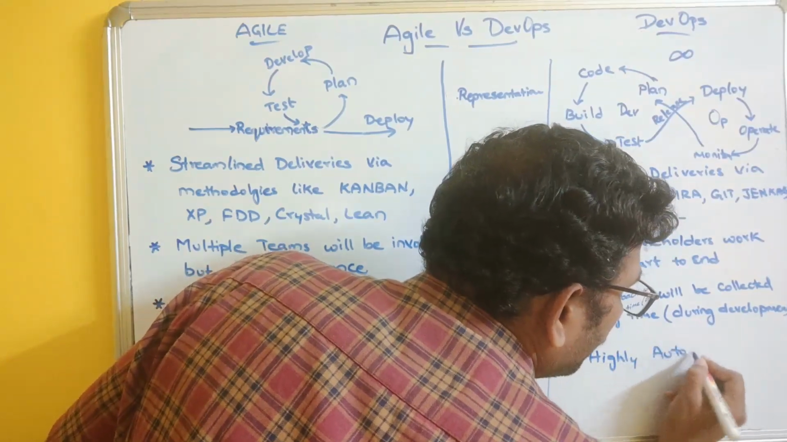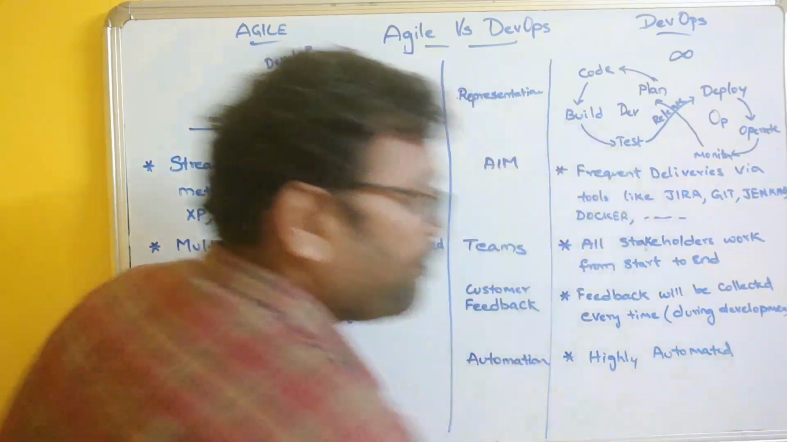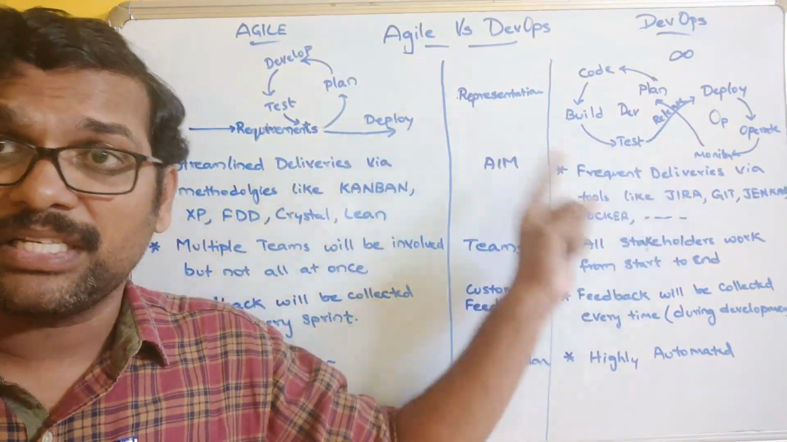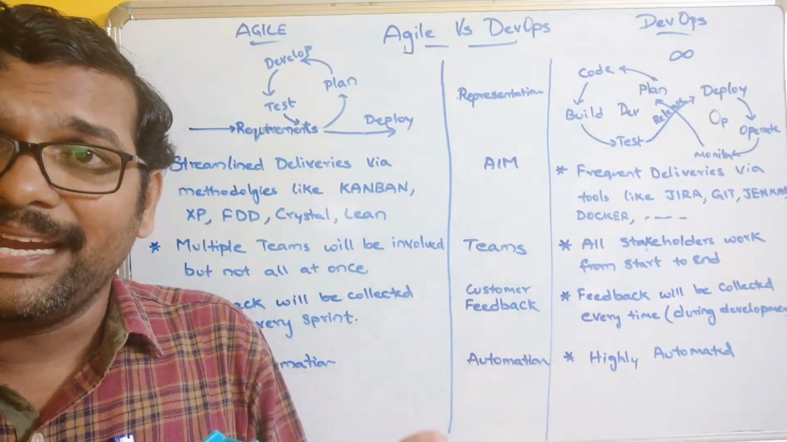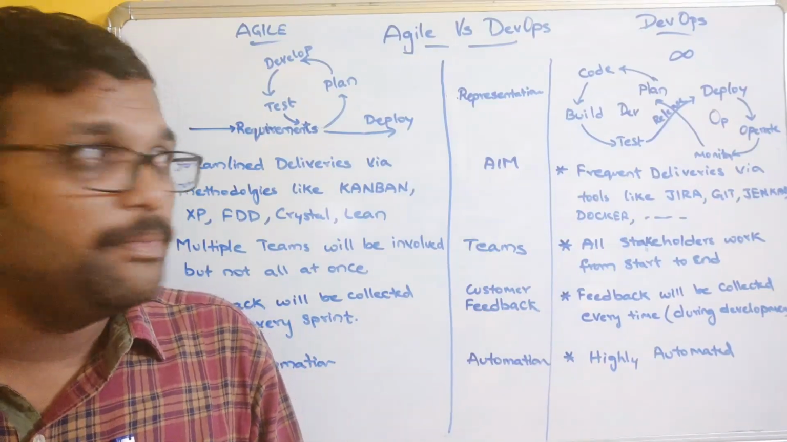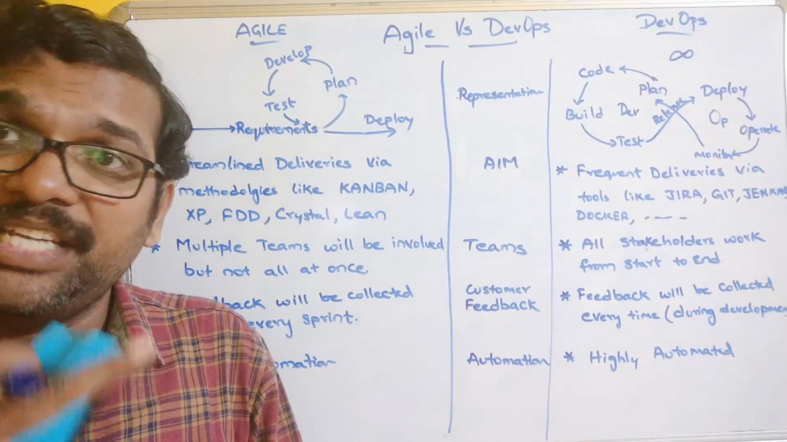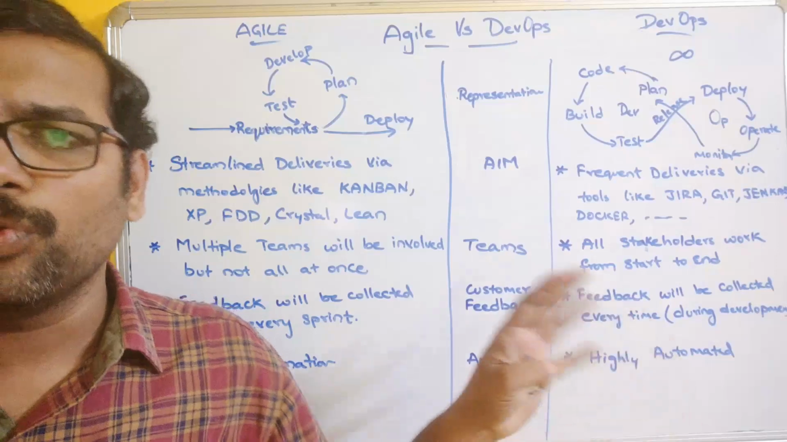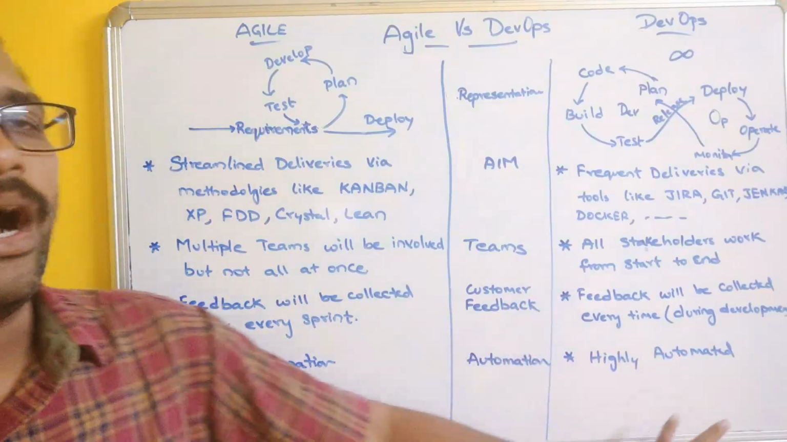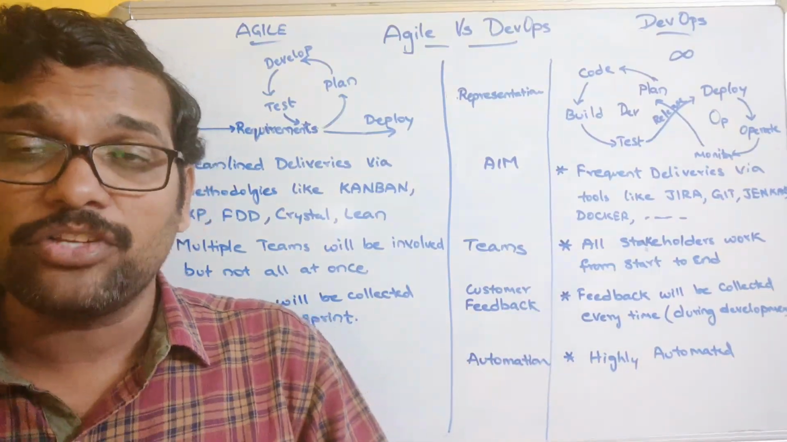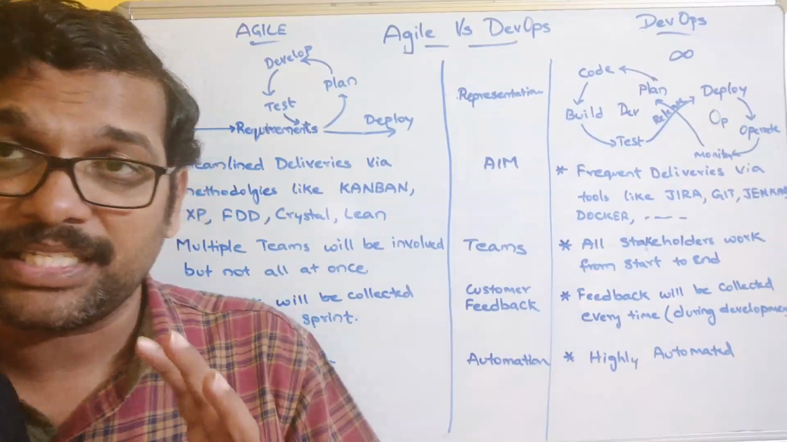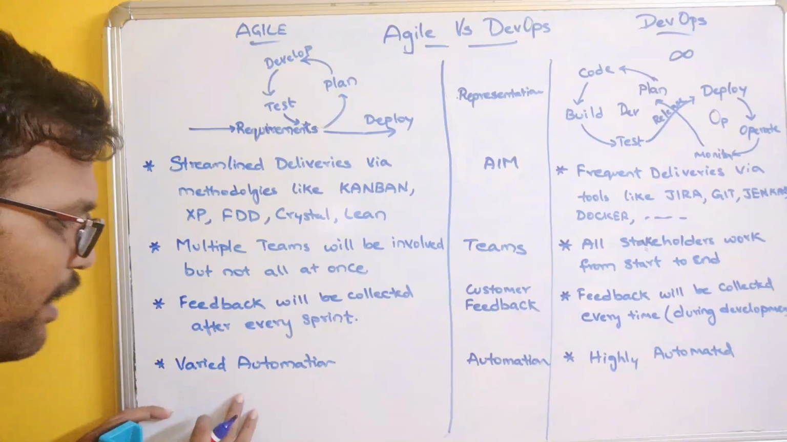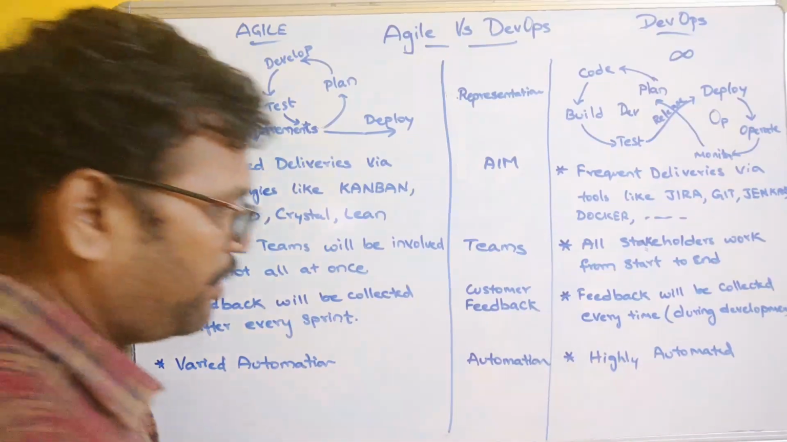Highly automated, because a lot of tools will be there in DevOps. In our previous session we have seen Jira, Git, GitHub, similarly Maven, Selenium Test, JUnit, Docker, Kubernetes, Ansible. So a lot of tools will be there, and everything will be automated here. Even testing is done automatically. That means Selenium, automatic testing, right? So varied automation and highly automated. Next one.